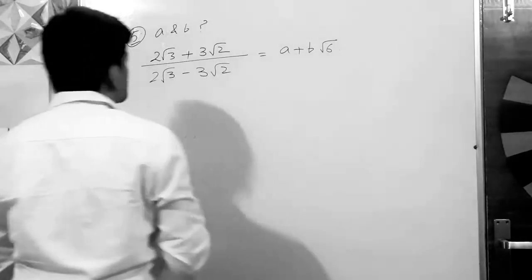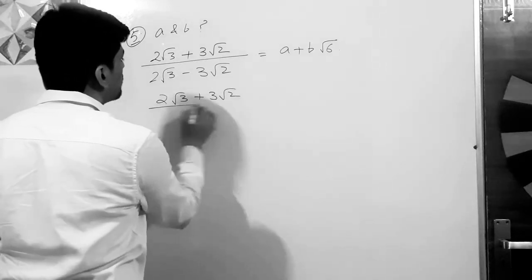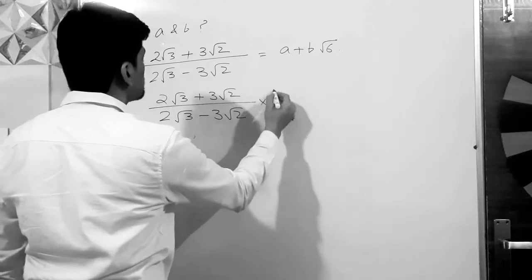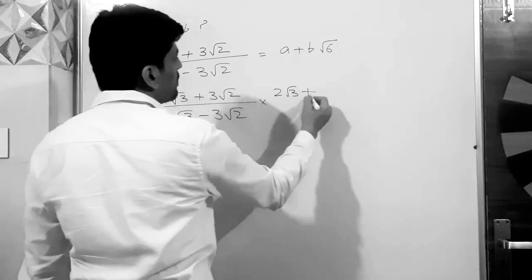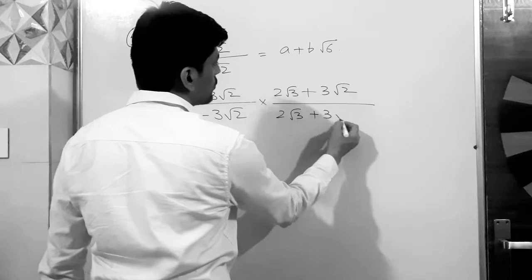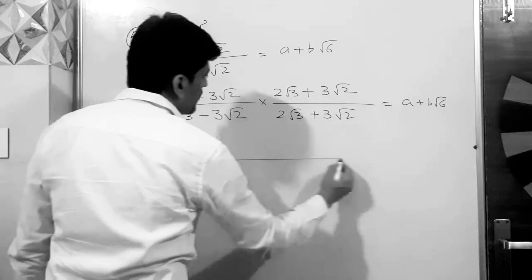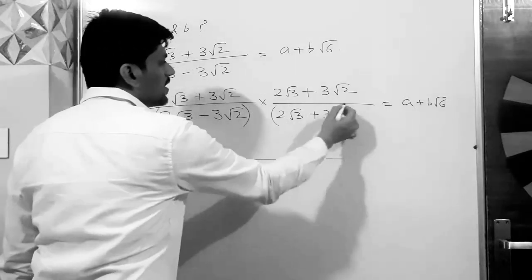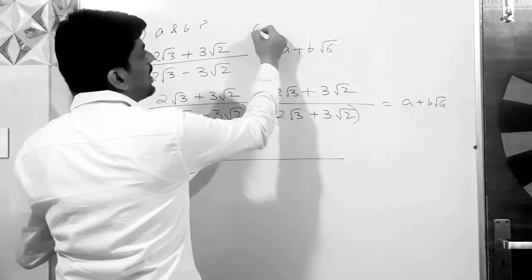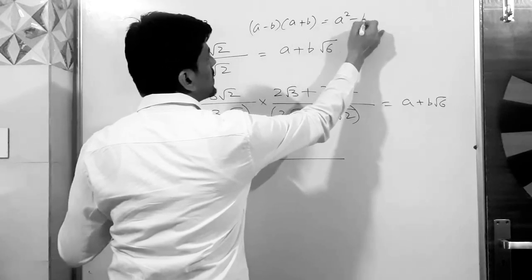Let us do this question: (2 root 3 plus 3 root 2) divided by (2 root 3 minus 3 root 2). On rationalizing the denominator, we have (2 root 3 plus 3 root 2) divided by (2 root 3 plus 3 root 2) equals A plus B root 6. For the denominator, there is an identity: we can use the identity of (A minus B) times (A plus B), which gives A square minus B square.